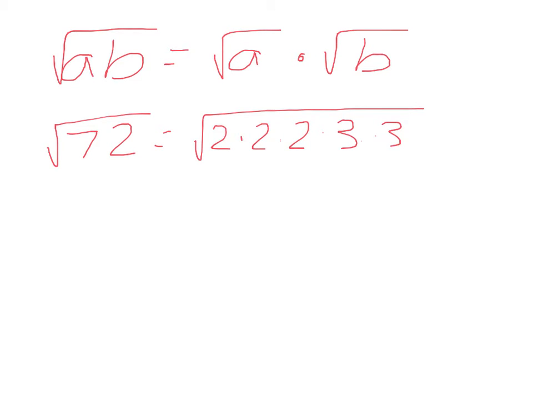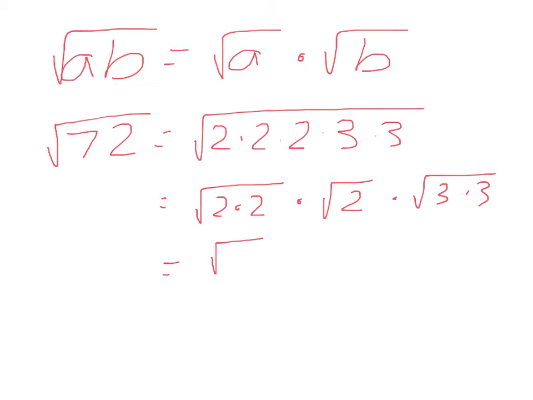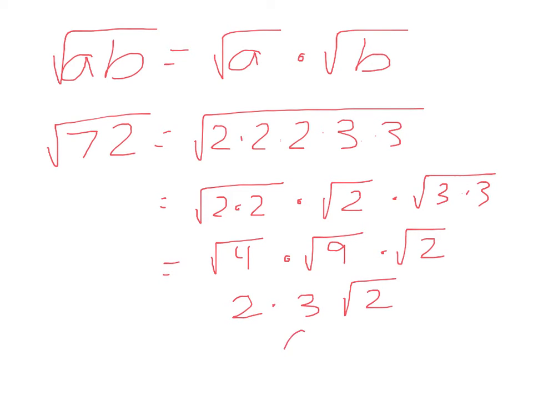And I could actually say that this is the square root of 2 times 2 times the square root of 2 times the square root of 3 times 3. Now, I'll do a little bit of changing here and make that the square root of 4 times the square root of 9 times the square root of 2. Well, here's why this works. The square root of 4 we know is 2. The square root of 9 we know is 3, and we don't know the square root of 2. So that gives me, again, my 6 root 2. And that's why this actually works.